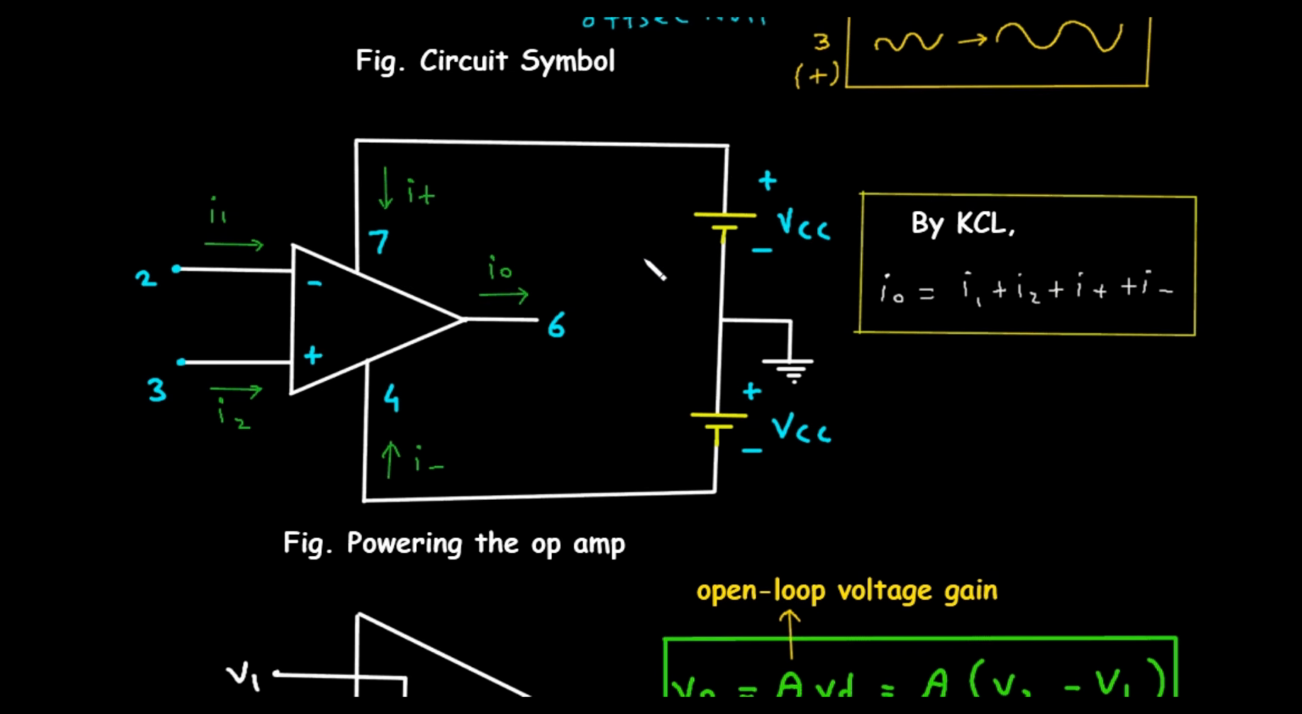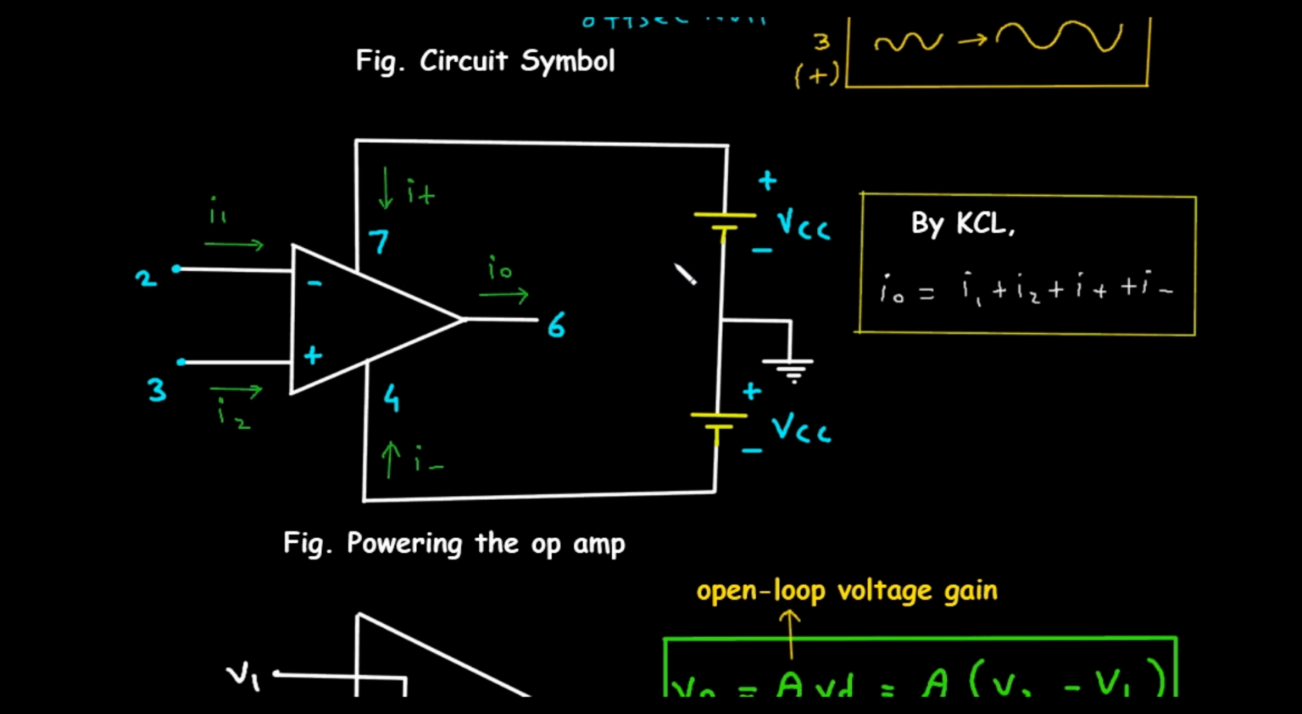So let's understand this. We are assuming this as a node. Here the entering currents are: this I1 is an entering current at this node, this I2 is also entering current, this I plus is also entering, and this I minus is also entering. These are all entering currents, and the leaving current is only this IO. So this IO is the leaving current only.